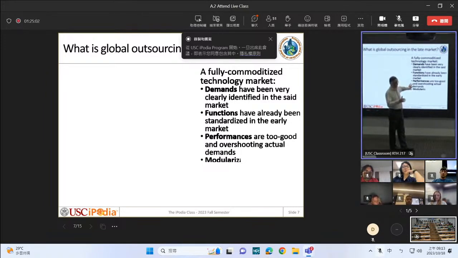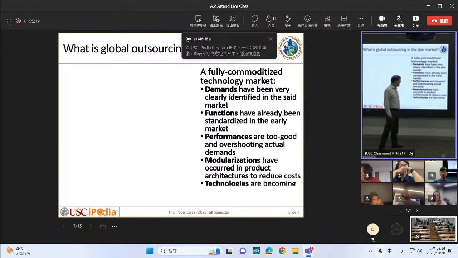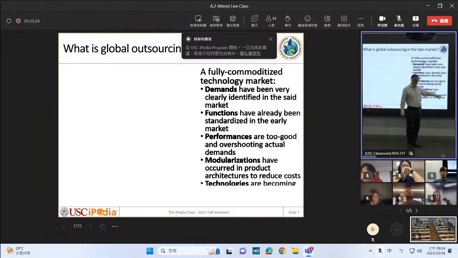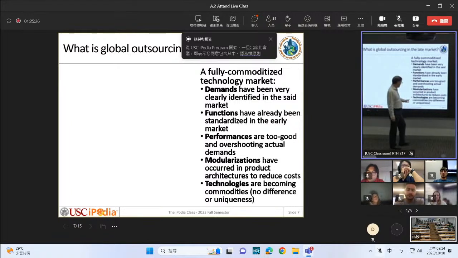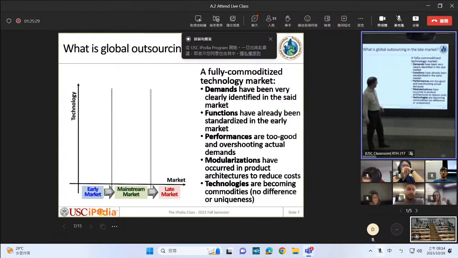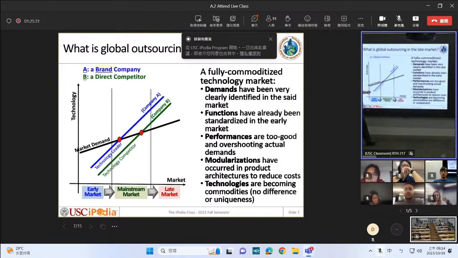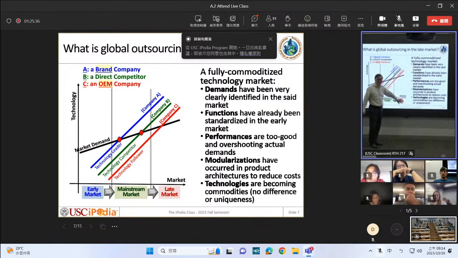In other words, you will not do global outsourcing when you still need to do a lot of R&D to improve performance. You probably will not do that, okay? Because at this moment, the more you invest in performance, the more return you have. And you're not going to focus much on reducing the costs. And then the modularization has already started because you have started to do cost reduction, right? And then eventually the technology becomes a commodity. So what happens is modularization always happens when you come to the late market, okay? So it is in the late market.